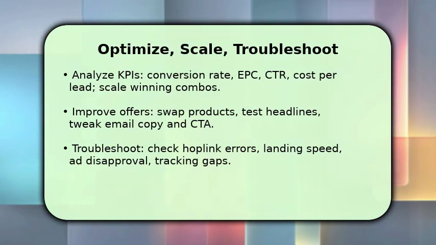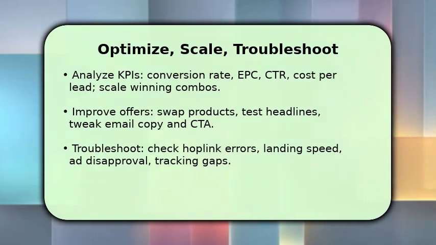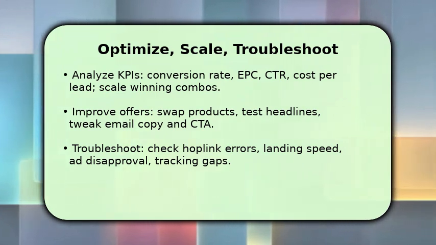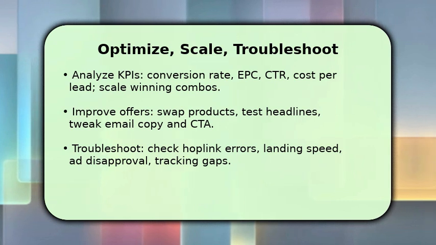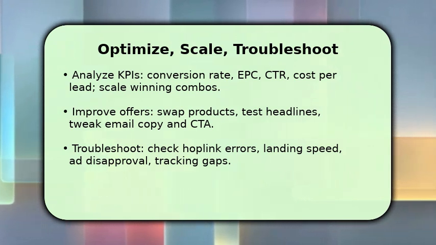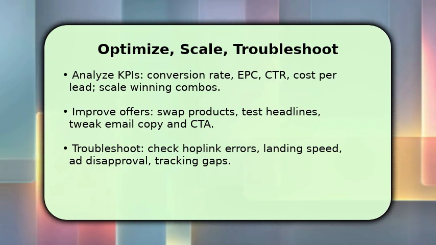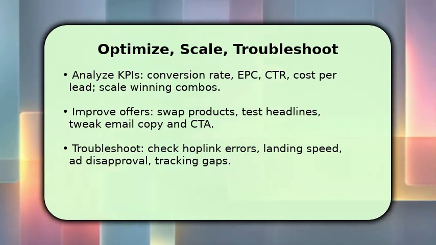Finish by optimizing, scaling winning campaigns, and knowing one key troubleshooting step. Monitor conversion rate, EPC, CTR, and cost per lead. When a funnel element beats baseline, increase budget and clone that combo. Make iterative improvements, swap offers, refine headlines, shorten forms, and tighten email copy to boost ROI.